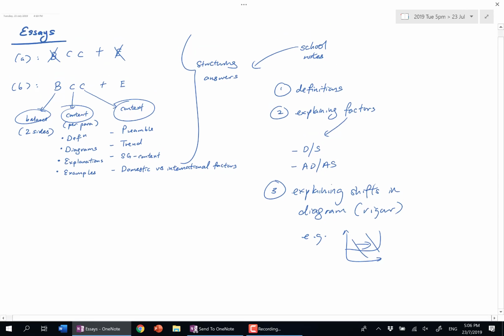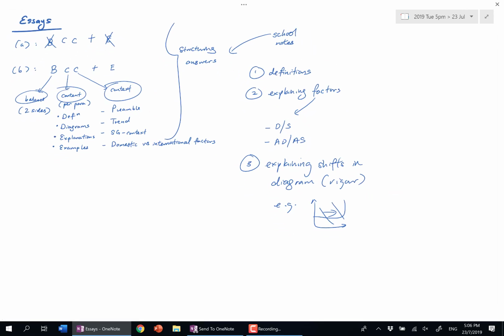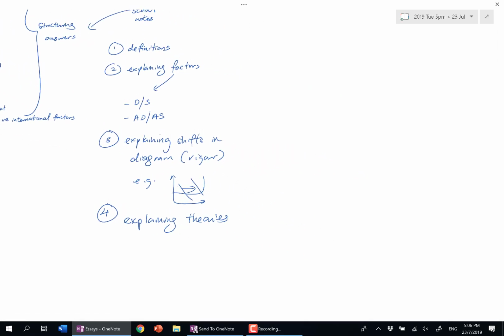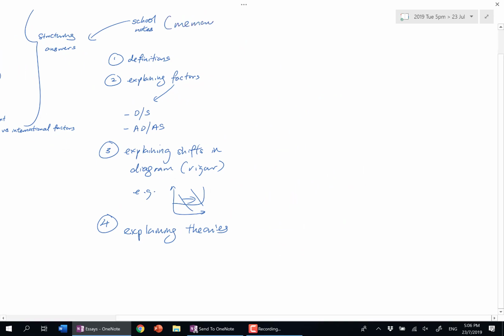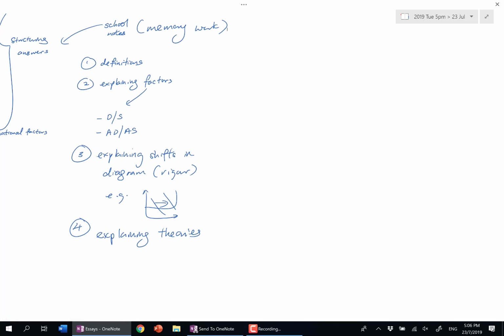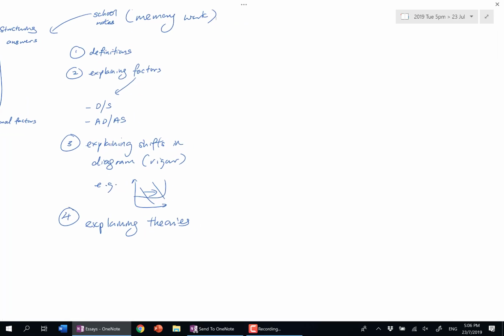So definitions, explaining your factors, explaining the shifts. There's one more. How you explain theories. I'm collating those parts that require memory work to give you a clearer sense of when you need to refer to your school notes. So when you explain theories, in the whole syllabus, we have quite a number of theories. Number one, you have the theory of firm. I say number one because this is microeconomics. It's also number one because this is the topic you all just covered.